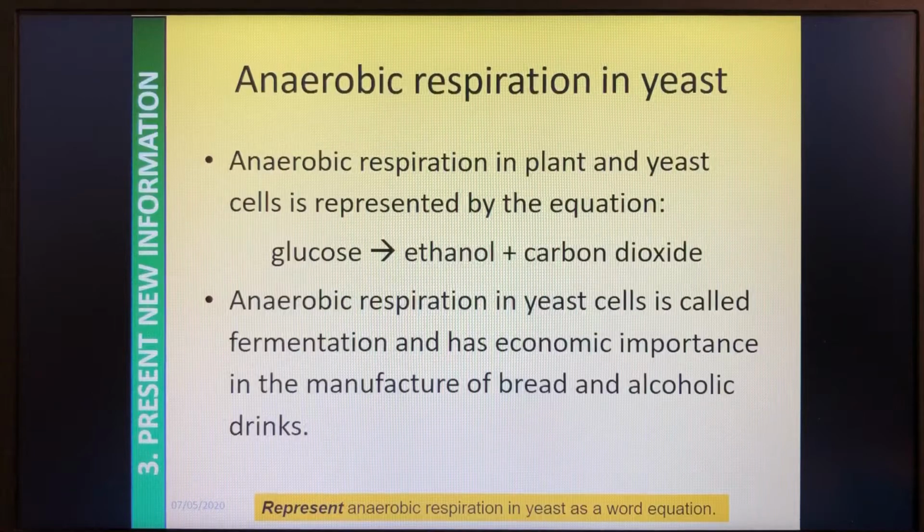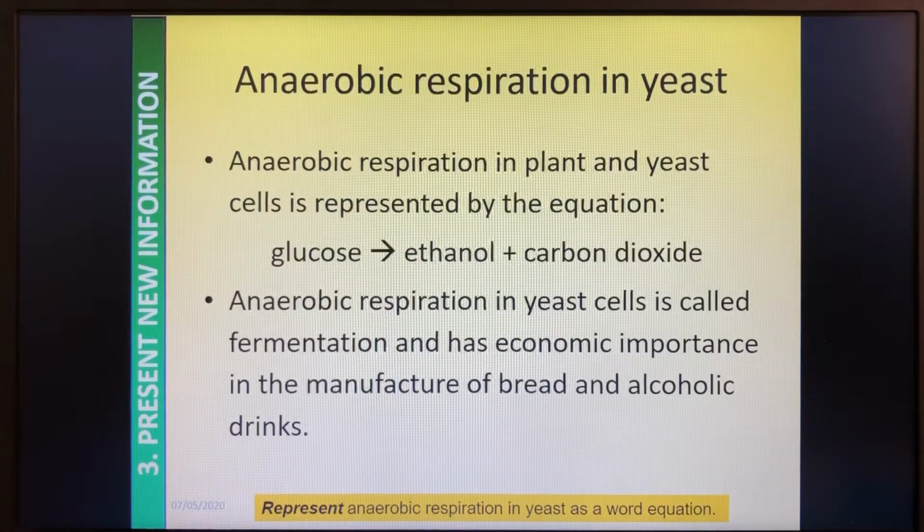So anaerobic respiration in yeast. Anaerobic respiration in plant and yeast cells is represented by this equation. Anaerobic because there is that lack of oxygen, so it is simply glucose, just as it would be in human cells. And with yeast, it goes through this process called fermentation, and it doesn't make the lactic acid that it would in a human.